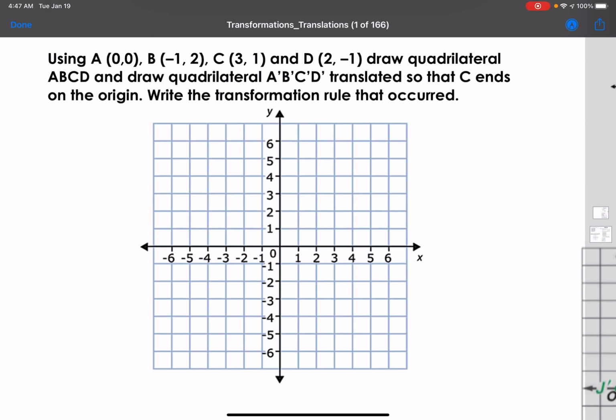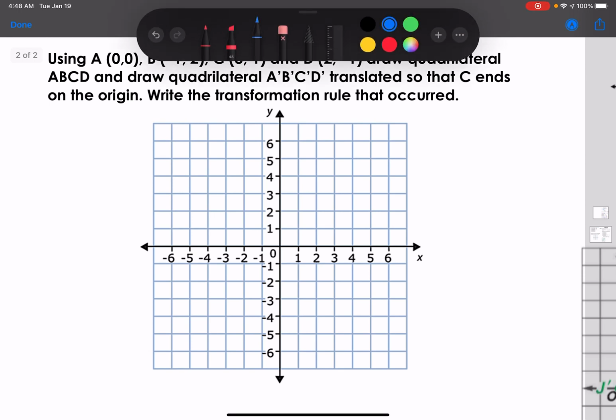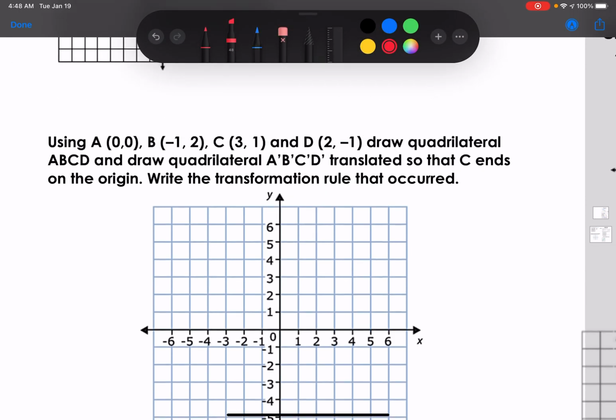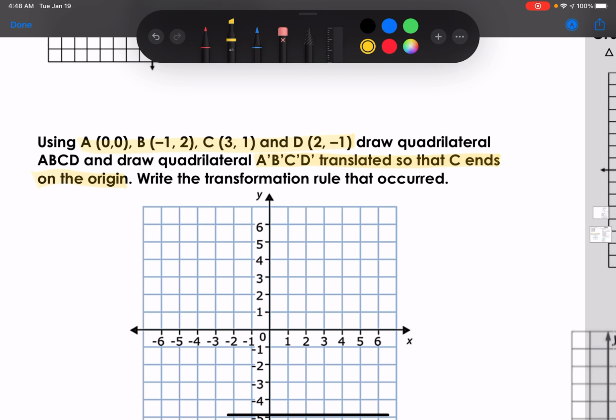Using A, B, C, and D, draw quadrilateral A, B, C, D, and then draw quadrilateral A prime, B prime, C prime, D prime. Translate it so that C ends up on the origin. So we've got a lot of words happening here. So I'm going to go ahead and highlight what I want out of here. Here's my original. Okay, and then A prime, B prime, C prime, so that C ends on the origin. And I need to write the rule.